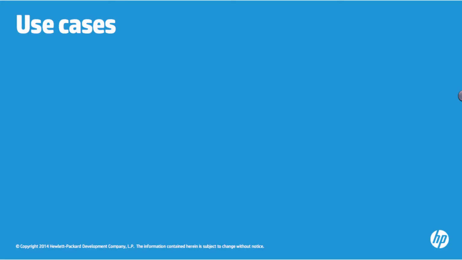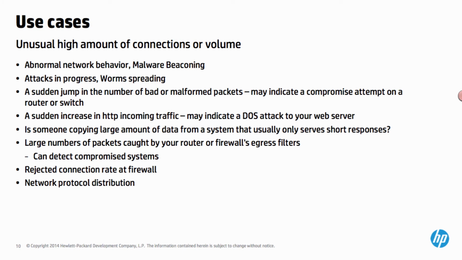So what about some use cases? There's a lot we can talk about, and here's just a few examples of some simple things that we can do where we can look at a high amount of connections or volume. So things like abnormal network behavior, malware beaconing. For example, if we see lots and lots of connections in a very short period of time, that typically indicates some sort of communications application that's doing it. That's not normally a user, for example. Frequency, volume, attacks in progress. So a worm that's spreading is typically going to be doing some sort of network scanning on port activity to try and jump between hosts.